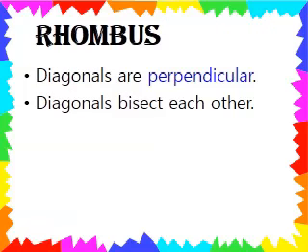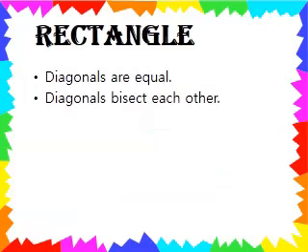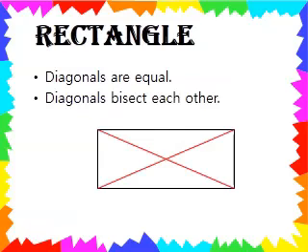Now what about the rhombus? Look at this rhombus. We joined the diagonals. We found that the diagonals are perpendicular and they are also bisecting each other, which means that they meet at the same midpoint. Okay? Now what about the rectangle? In the rectangle, look at this figure. These are the diagonals. As you can see, they are not perpendicular, but they are equal. And they are bisecting each other.